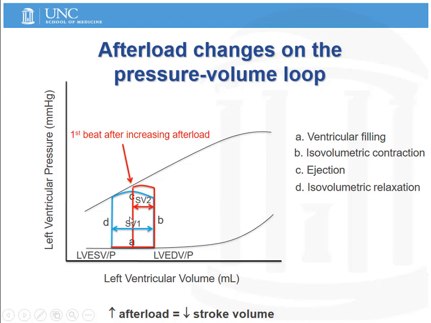During subsequent beats, since the end systolic volume is increased, the ventricle fills more during diastole and results in an increased preload. And because of that Frank-Starling mechanism, this increased preload causes an increased force of contraction and brings the stroke volume back up into a more normal range, even with that increased afterload.